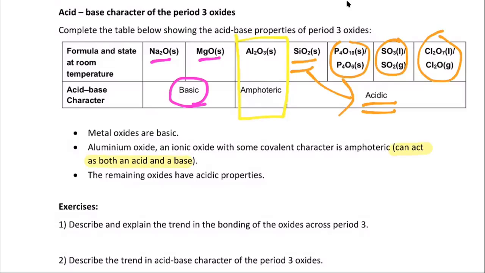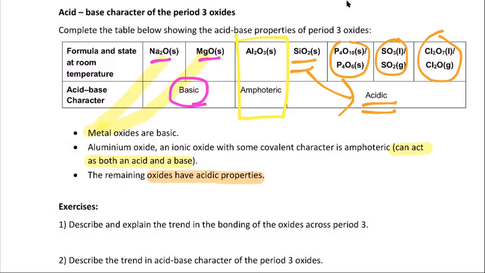And so what you need to understand is that as I go across period 3 from sodium to chlorine, the metal oxides are basic. That would be the sodium and magnesium. So they're going to be basic in nature. Aluminum oxide is an ionic oxide, but it has covalent character because that aluminum is not as metallic as sodium and magnesium. And so it's called amphoteric, which means it can act like an acid or a base. And then the remaining oxides are all non-metal oxides. They're going to have acidic properties.